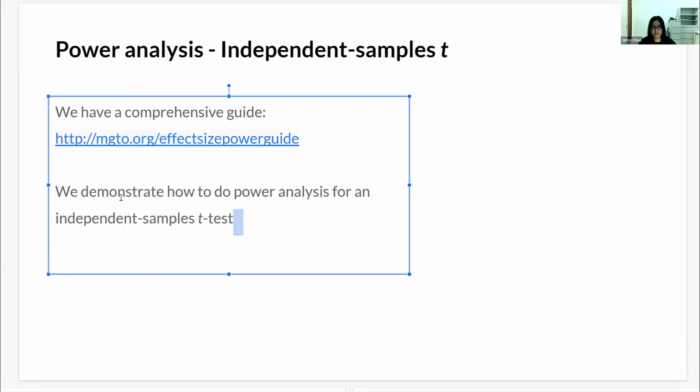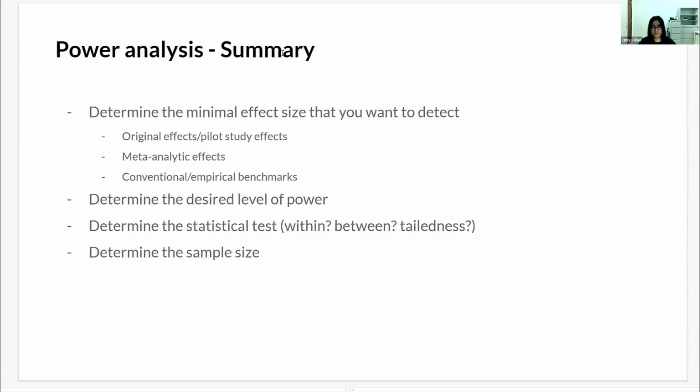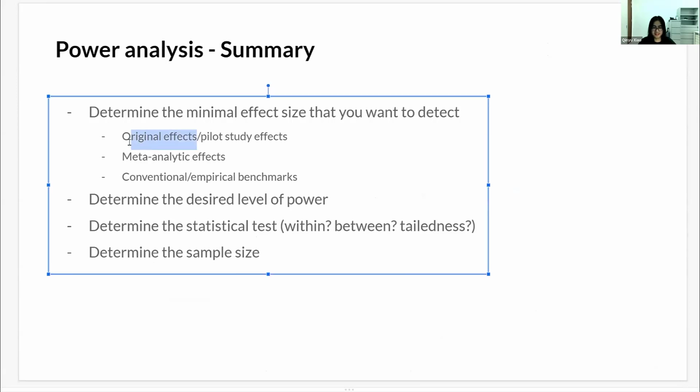So we demonstrated how to do power analysis for an independent sample t-test. To summarize the procedure of power analysis: first, determine the minimal effect size you want to detect. It can be the original effect that has been reported in the paper you're trying to replicate. This is the choice that most of you are going to be choosing. You're going to try to detect the original effects that have been reported in the original article.